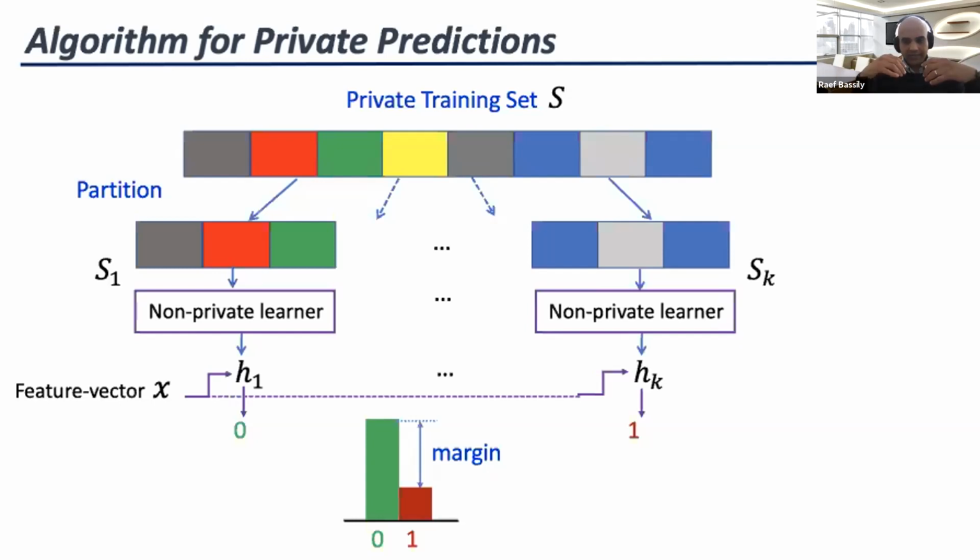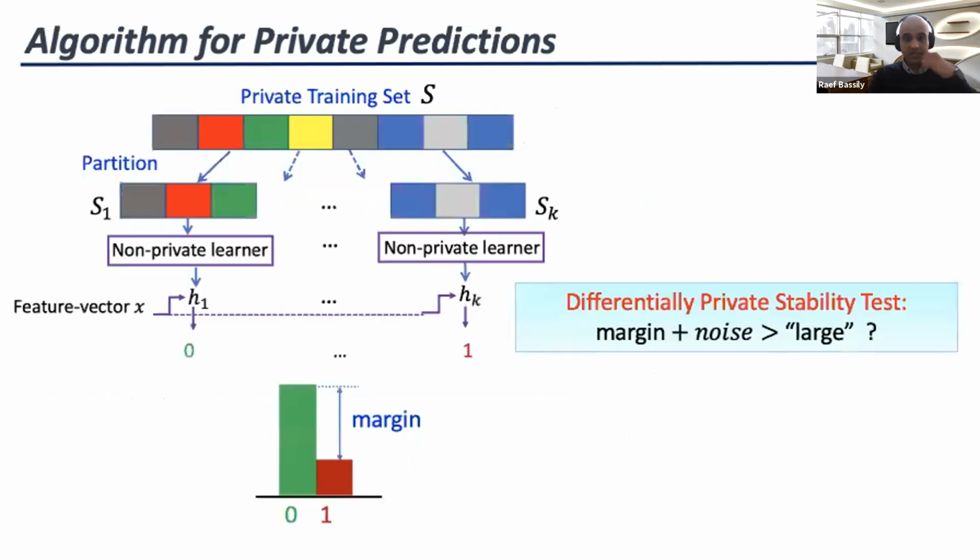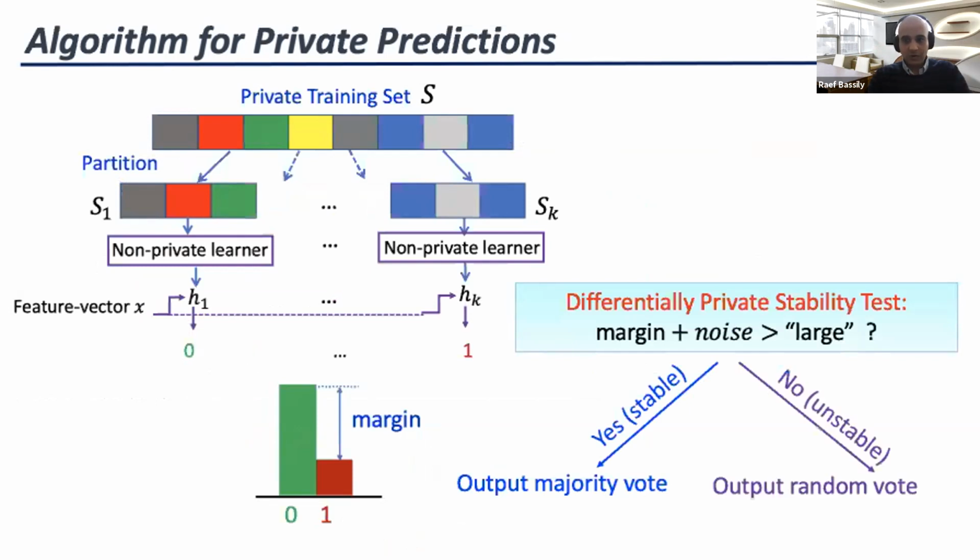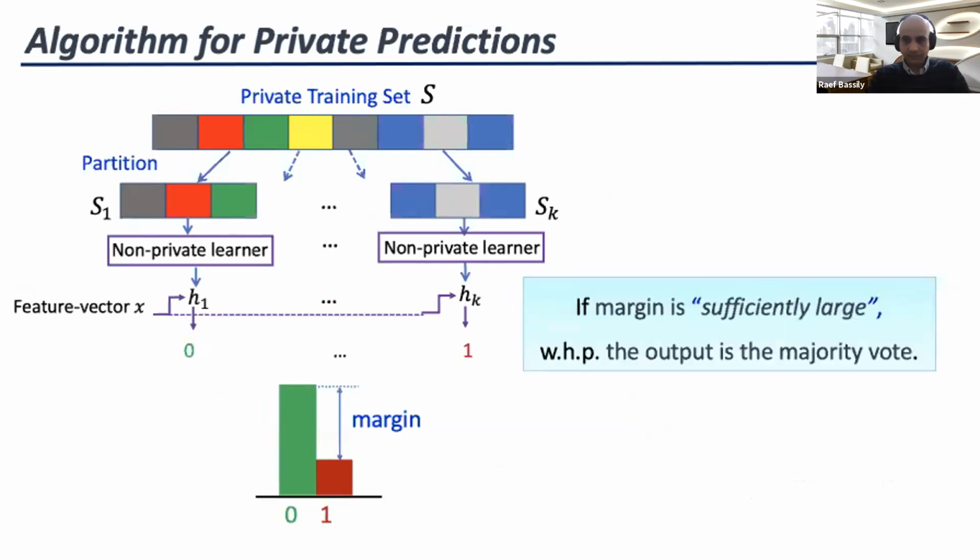However, we cannot make such a decision based directly on the actual value of the margin because this value itself could be a deterministic function of the private training set. So doing so is not differentially private. So instead, what we do is that we test for stability in a differentially private manner. In particular, we add some amount of noise to the margin, and then we test whether the noisy margin is large enough. If yes, then we safely output the majority vote. If no, we output a random label.